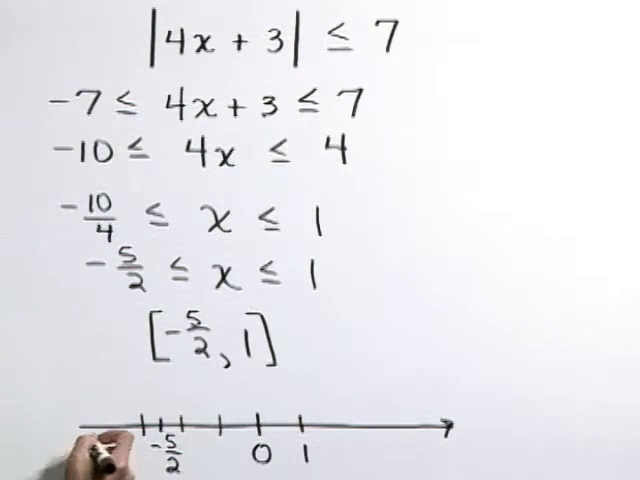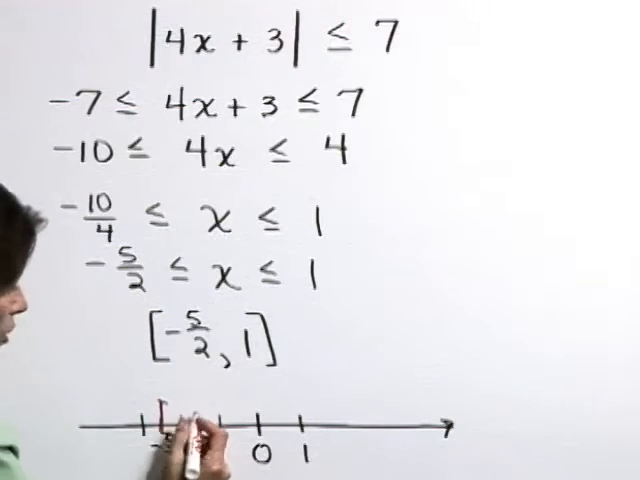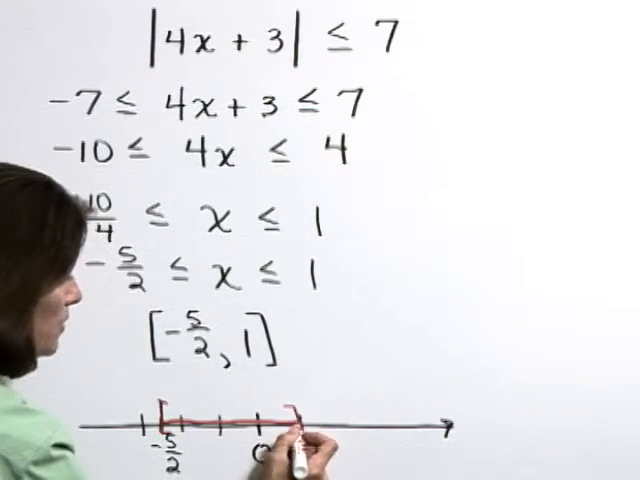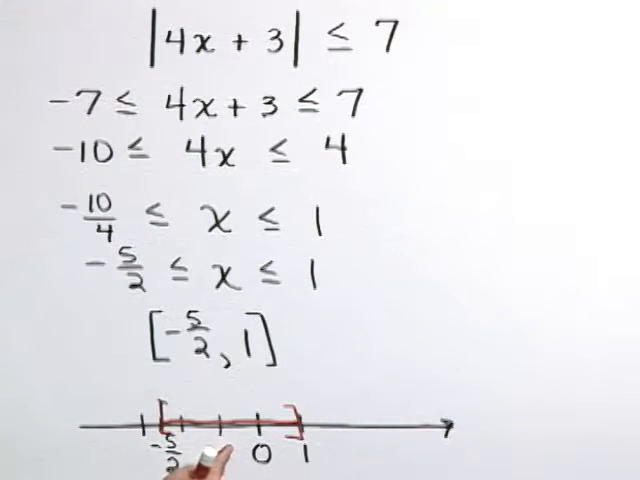halfway between them. So use brackets on your graph to show that those endpoints are included, and bold this area in between them, showing that all solutions are values ranging from -5/2 to +1 inclusive.